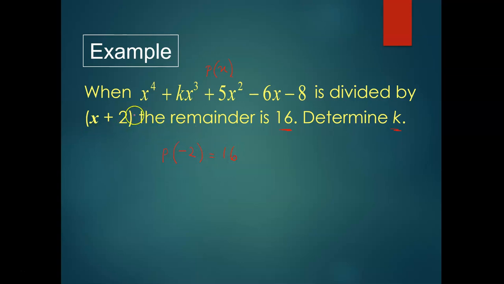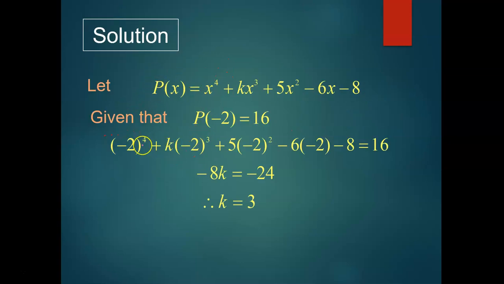How do you get negative 2? You solve x plus 2 equals 0, then x equals negative 2. Then you substitute the value into p(x) like this: negative 2 to the power 4 plus k times negative 2 cubed plus 5 times negative 2 squared minus 6 times negative 2 minus 8 equals 16. Then you can find the value of this one, this one and this one, then move to the other side. You are left with only negative 8k equals negative 4, then k equals 3.